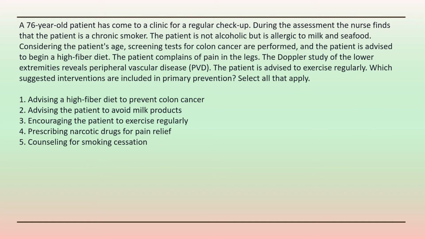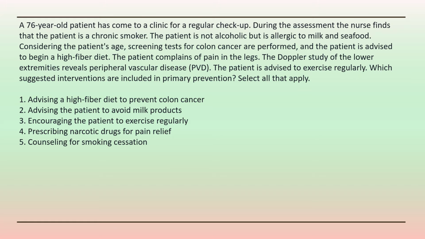A 76-year-old patient has come to a clinic for a regular checkup. During the assessment, the nurse finds that the patient is a chronic smoker. The patient is not alcoholic but is allergic to milk and seafood. Considering the patient's age, screening tests for colon cancer are performed and the patient is advised to begin a high-fiber diet. The patient complains of pain in the legs. The Doppler study of the lower extremities reveals peripheral vascular disease (PVD). The patient is advised to exercise regularly.